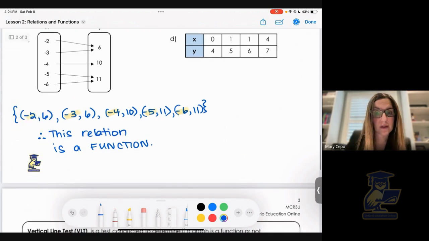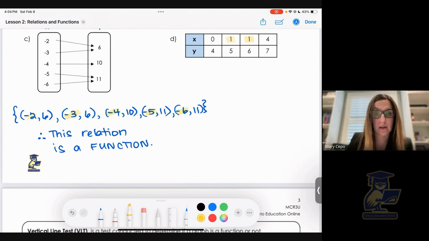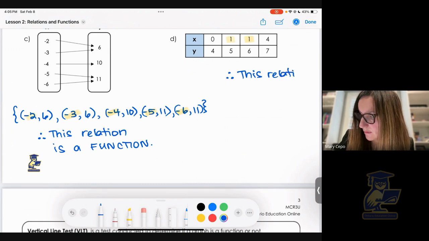Continuing with D, as you can see, another way of expressing a relation or a function is using a table of values. So again, by definition, a function means that for each value of x, there's only one value of y. So our quickest way to check is to see whether our x values repeat. As you can tell here, x repeats. So therefore, we can say this relation is not a function.